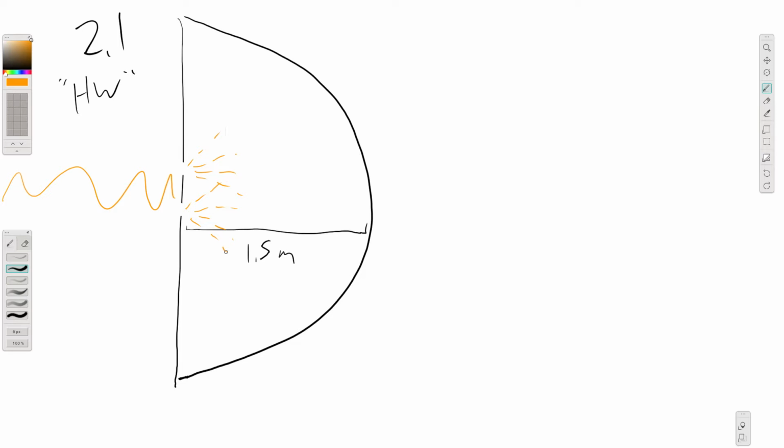You'll notice that I've drawn this screen a little bit curved because that's what catches our angular displacements nicely and evenly. If we're referring to a point on the screen, we are referring to a specific angle. Typically, it's up to you to draw what these bright fringes look like. I'm doing all of this for you, but it's part of the problem. It's not just given in the problem.